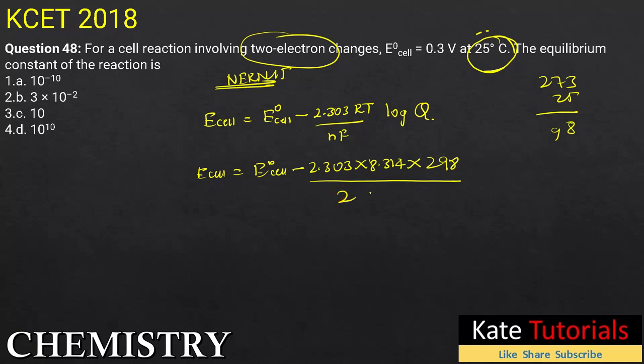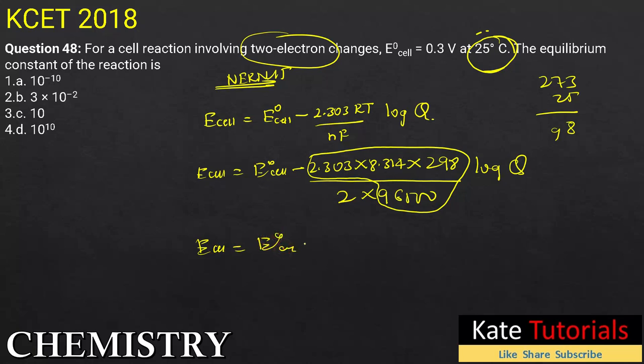2. F is 96500, into log Q. If you calculate 2.303 into 8.314 into 298 divided by 96500, it will be E of cell equals E naught of cell minus 0.0591 upon n. I have kept it as 2 because n is the number of electrons involved. If it is 3, we have to take 3.